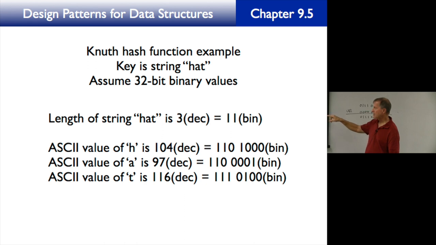And if you look up the ASCII value of H, that's 1101000 binary, if you know that table that we showed. So there's the H, there's the A, and then the 97 I think was on the table. A, and then the value of T is this. All right. Now watch how this works. Here's a little run through.